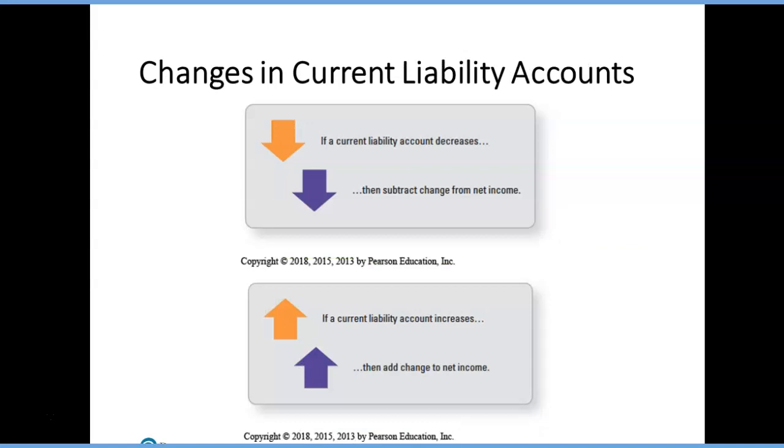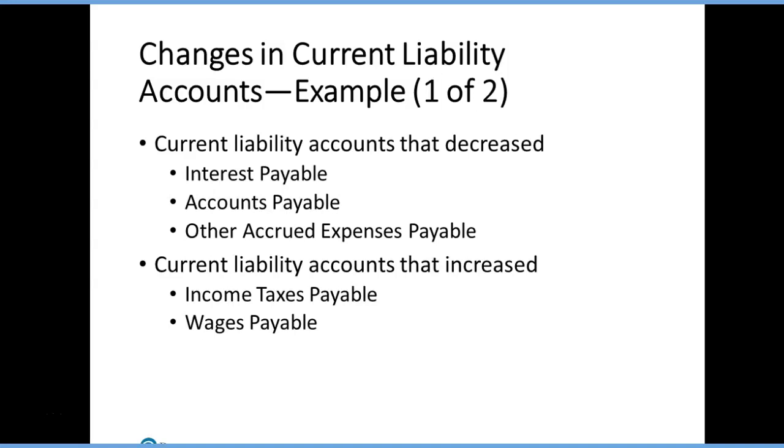If current liabilities go down, you're going to have to subtract from net income. If a current liability goes up, you're going to have to add that change to net income. Again, with the asset side of it, it's an inverse relationship. With the current liability side, it is a direct relationship. So they go in the same direction on the liability side, and that's a little bit easier for most students to get. It's usually the asset side that gets a little bit tricky for them.